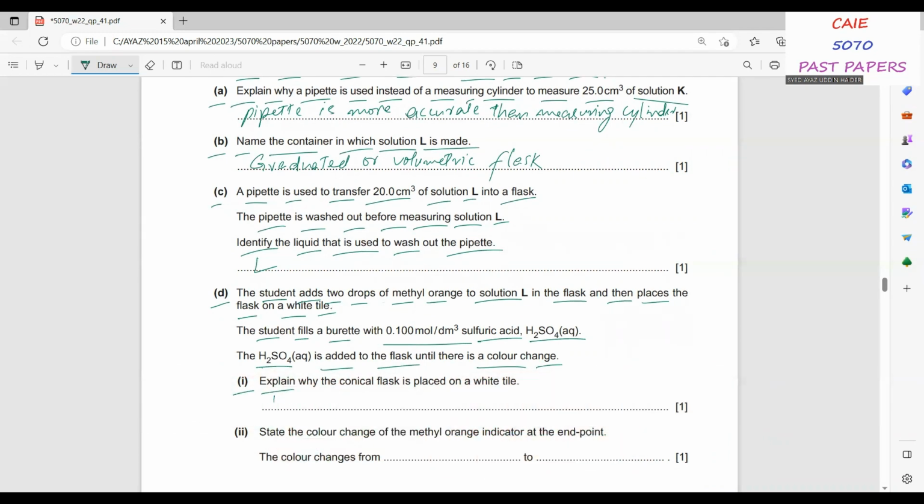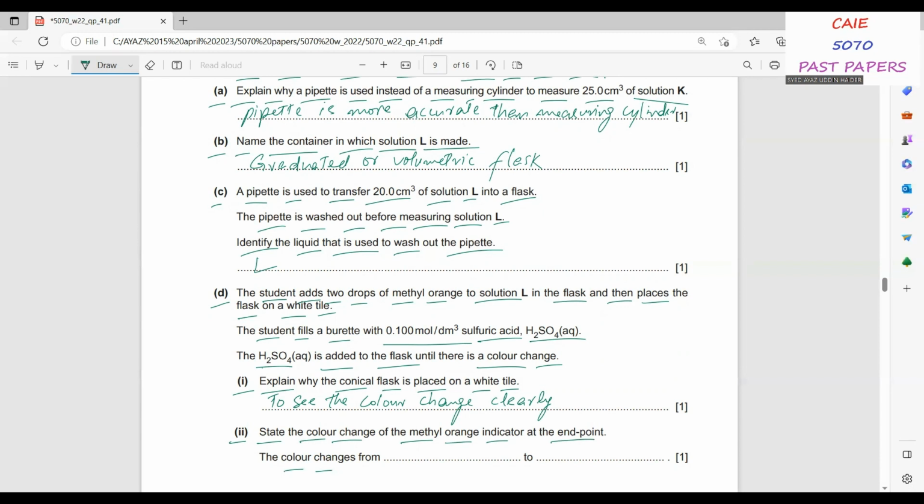Number 1, explain why the conical flask is placed on a white tile. To see the color change of the indicator clearly. Number 2, state the color change of the methyl orange indicator at the endpoint.